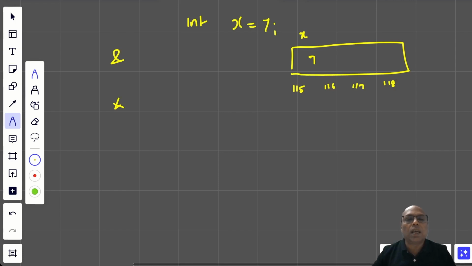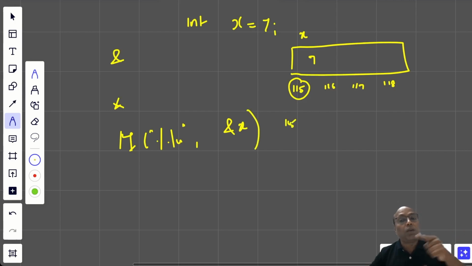Now, if I put &x, what am I going to get? I am going to get the first address of x. If you want to print and see, you can print it with printf %lu. Why? Addresses are always unsigned integers. I will get 115 in my example. If you run it, you will get something else.